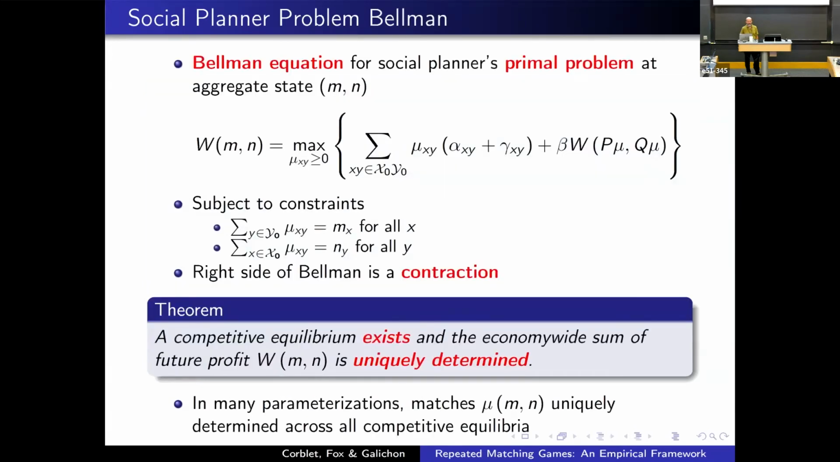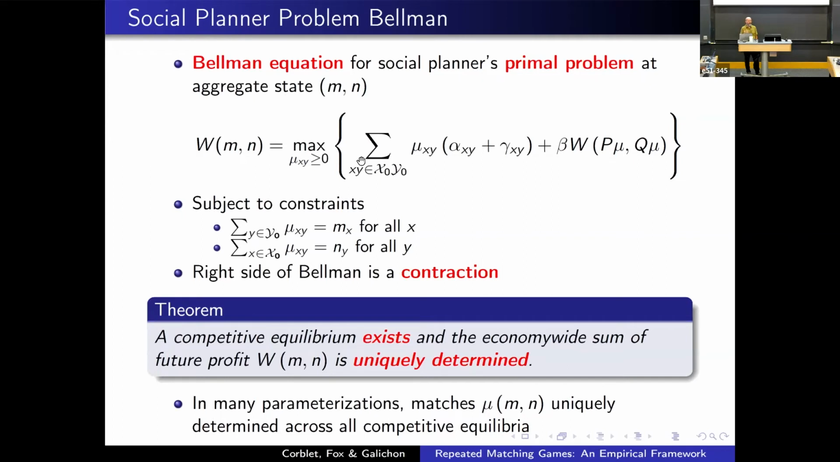We can unpack it a little more and look at the Bellman equation version of that social planner problem. Okay, here's the Bellman equation for the social planner. The social planner is choosing, and this is a continuous choice problem, not a discrete choice problem, the match masses in the current time period for aggregate state M_n.